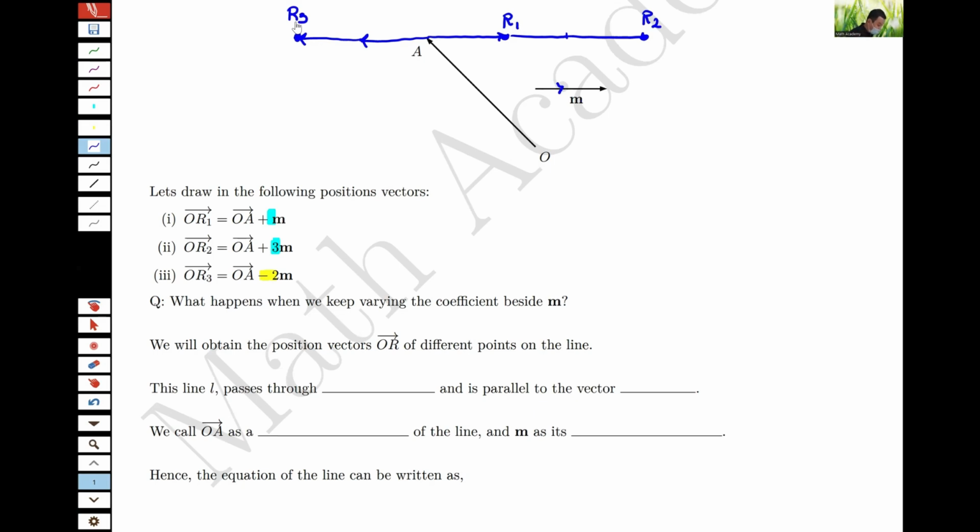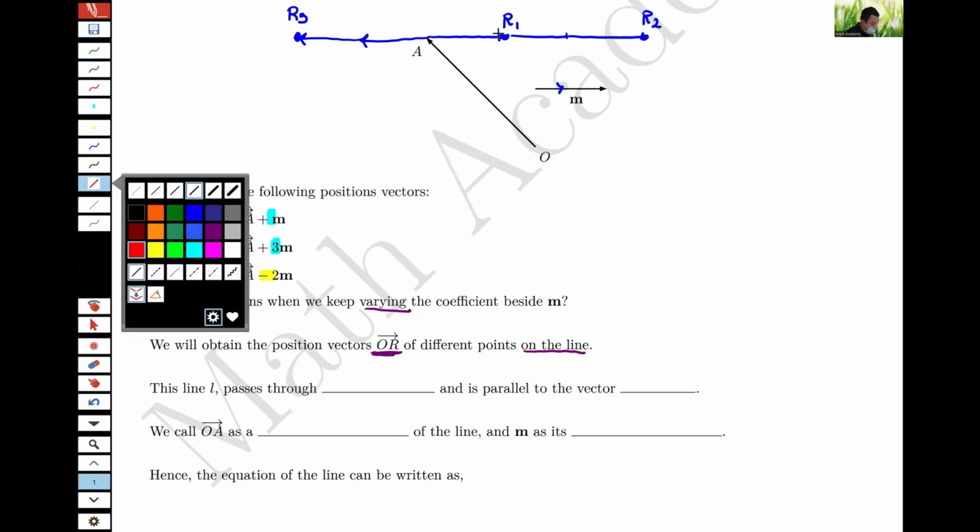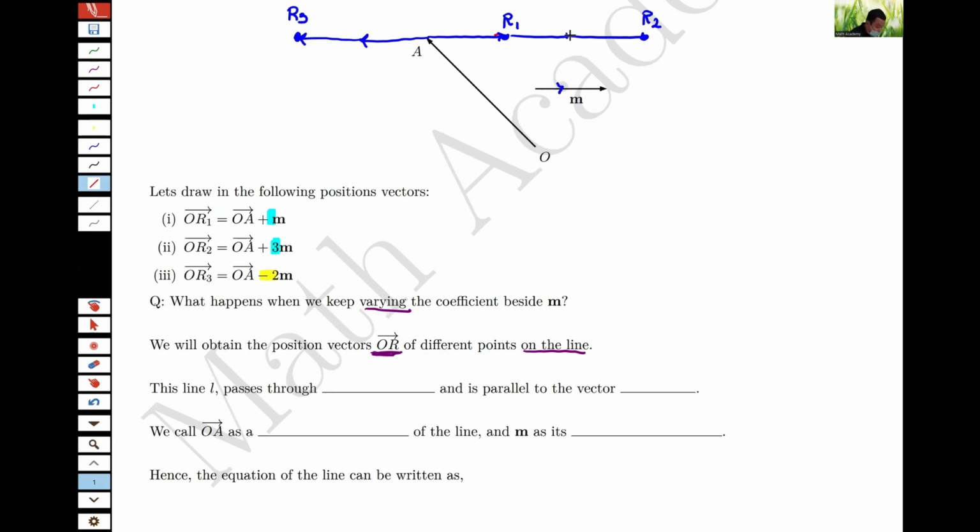Can we observe what will happen if I keep trying to vary the coefficient that appears beside my M? I go from 1, 3 to -2. What we are obtaining is different position vectors of OR that will lie on a line. And where is that line? I'm going to draw it out. Because you're only moving right or left, everything you get is going to lie on this red color line that I'm going to draw out. This is that line that we are looking at.